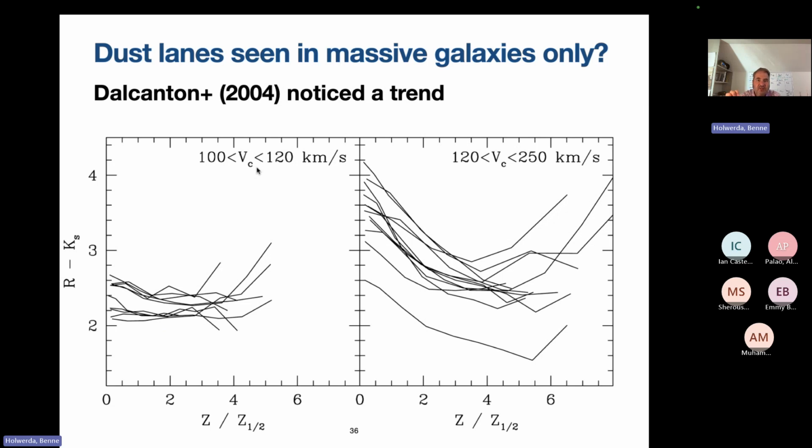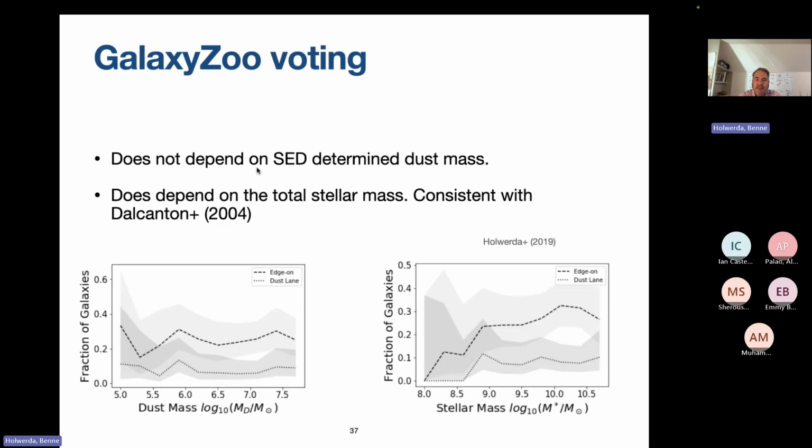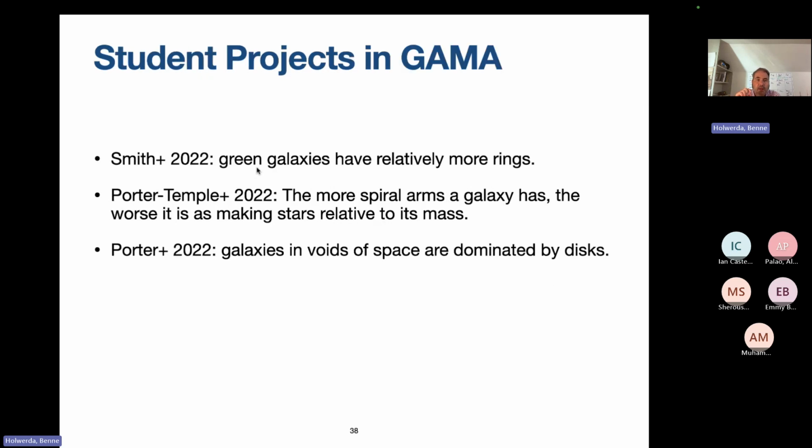So there's a dark stripe in the middle, and small galaxies don't have that dark stripe. Do I see the same thing happening in all my Galaxy Zoo, like the fraction of ones that are edge on, the fraction that have a dust lane? And yes, exactly at that mass, you see it sort of pop up. There's more dust lanes starting to show.